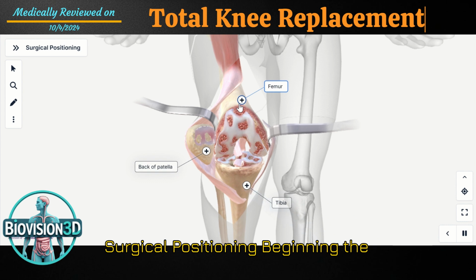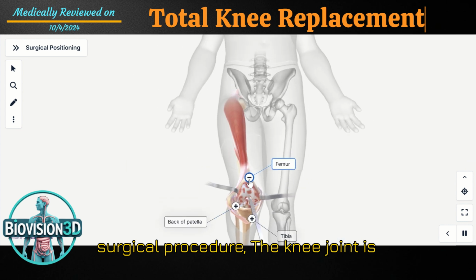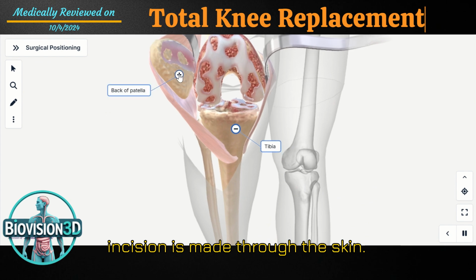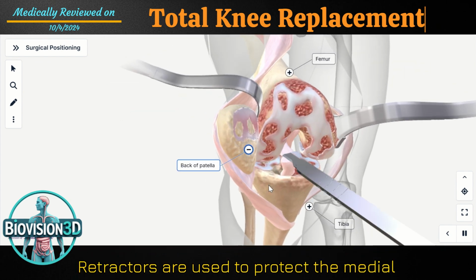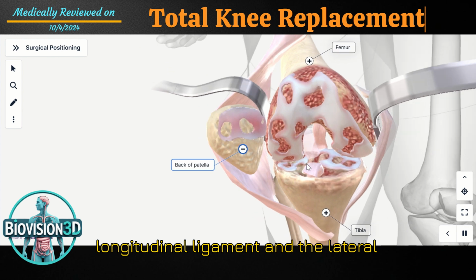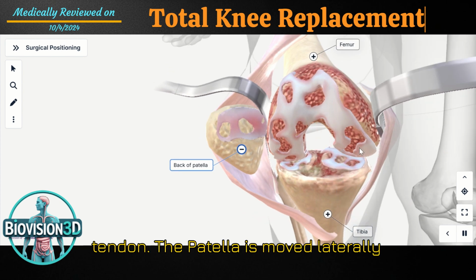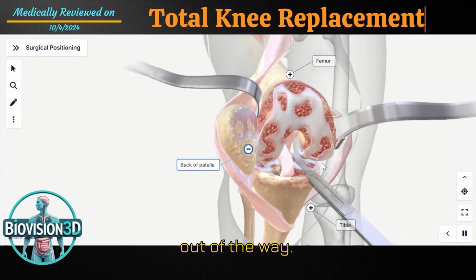Surgical positioning. Beginning the surgical procedure, the knee joint is placed in the flexion position. An incision is made through the skin. Retractors are used to protect the medial longitudinal ligament and the lateral longitudinal ligament. Inside the patella tendon, the patella is moved laterally out of the way.